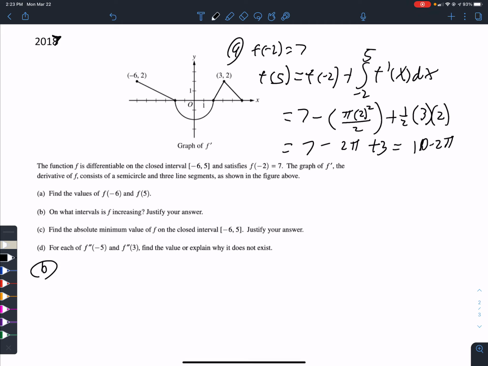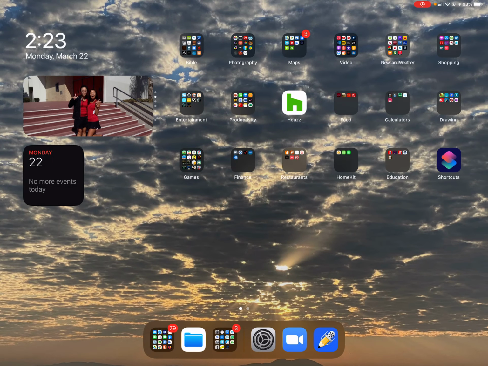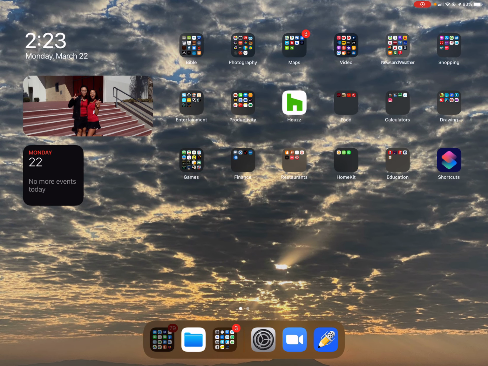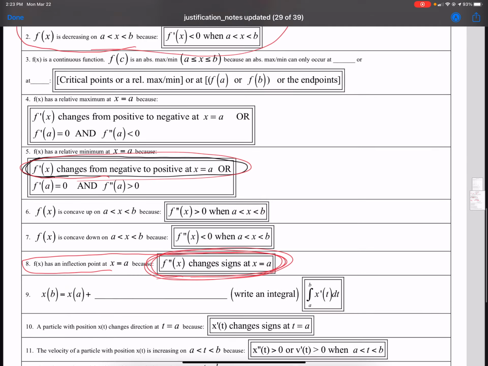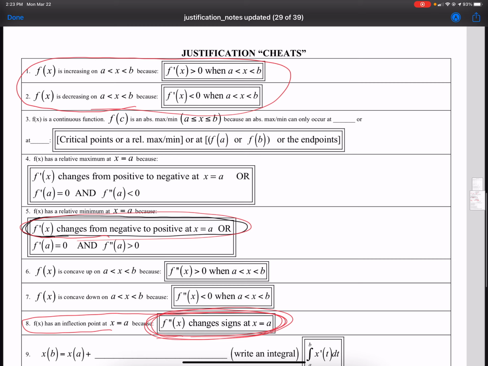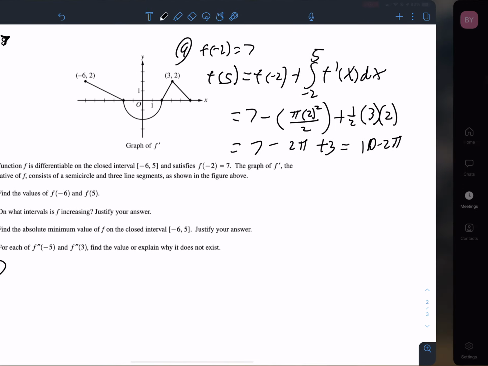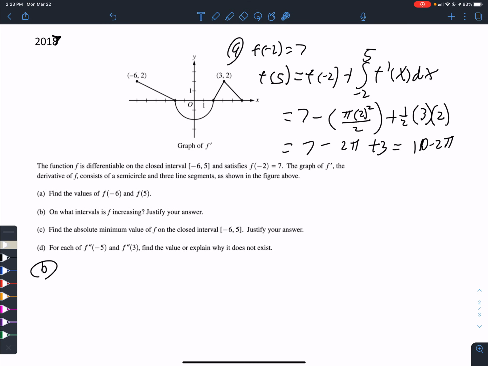Part B, on what intervals is f increasing? Okay, this one is actually a pretty easy question. The justification for f increasing, make sure you know that. Let me go to this. F increasing, right there. F is increasing if f prime's positive. So this is pretty straightforward. Where is f prime positive? From -6 to -2 and from 2 to 5.